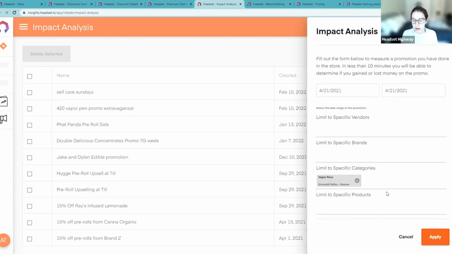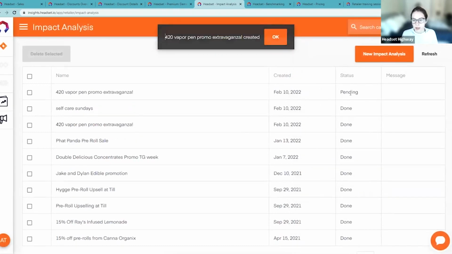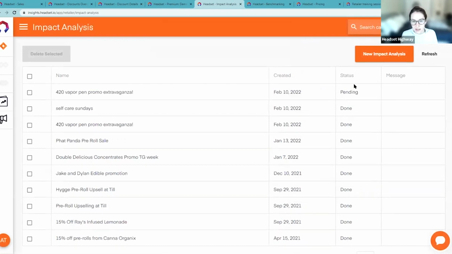For time purposes, I'm not going to select all of them. Once you're done with this, you can select apply and it will, just for example, come up and say pending under the status. So while it's pending, while it's running, I'll give you a little background on how our impact analysis really works.